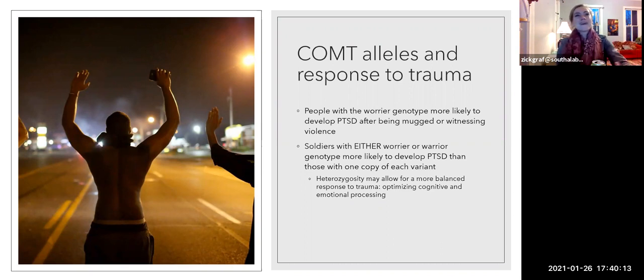Anyway, in this particular study of soldiers who were exposed to trauma during war, what was found was that people who had one copy of the slow breakdown gene and one copy of the fast breakdown gene were less likely to develop PTSD. And the authors concluded that that might be because having both actually is kind of the best of both worlds. It means that you're able to do the slow thinking, but also use your emotions to aid in your cognitive process so that they're not in competition like they might be if you have an extreme phenotype.